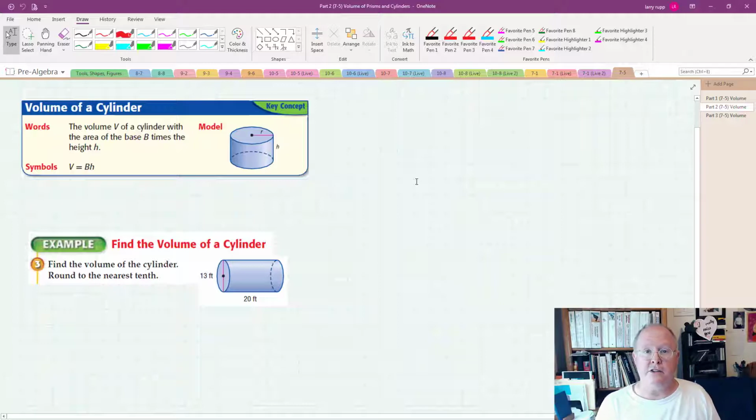Now, remember when I said that circles pulled into the third dimension have a name of their own? Okay, you could call them circular prisms, but they have their own name that comes in English from our history. Okay, and they're called cylinders. All right. So the volume V, capital V again, of a cylinder with the area of the base B, is the area of the base B times the height. Same exact concept, okay?